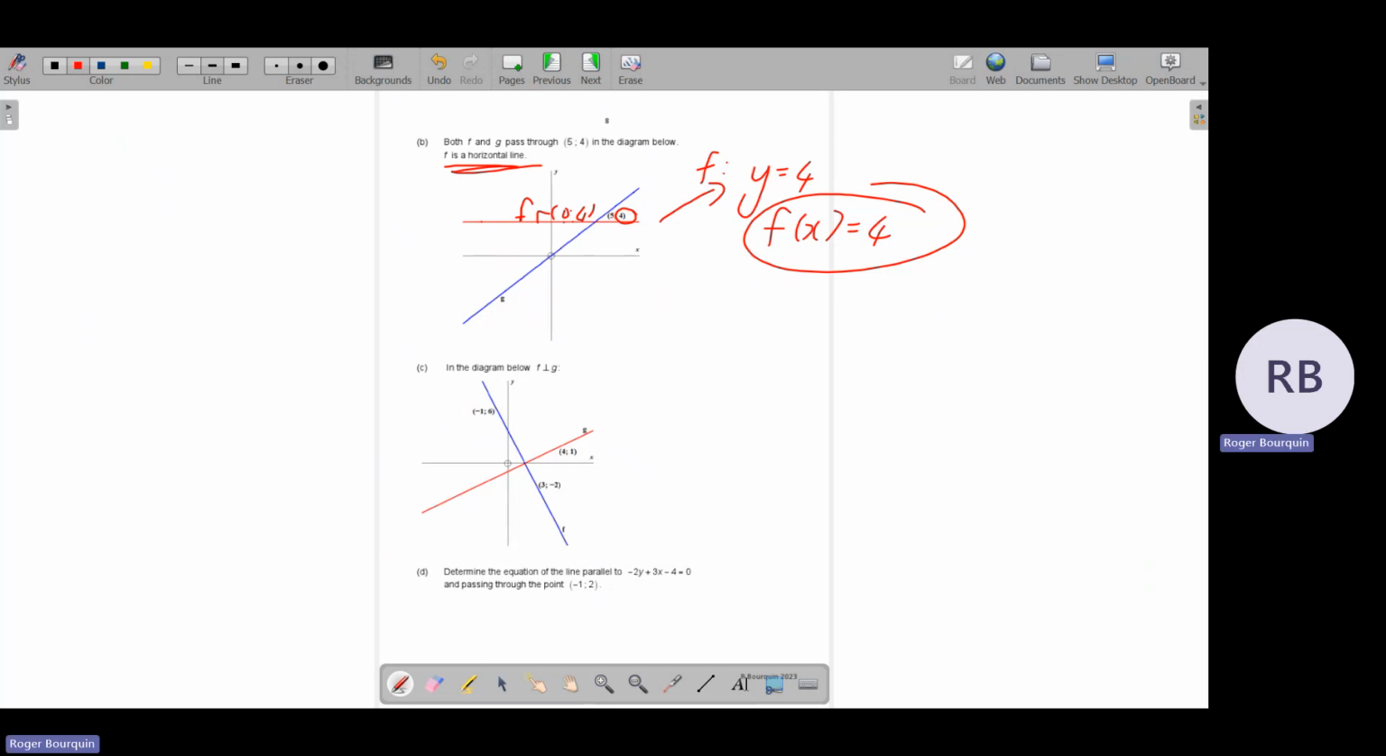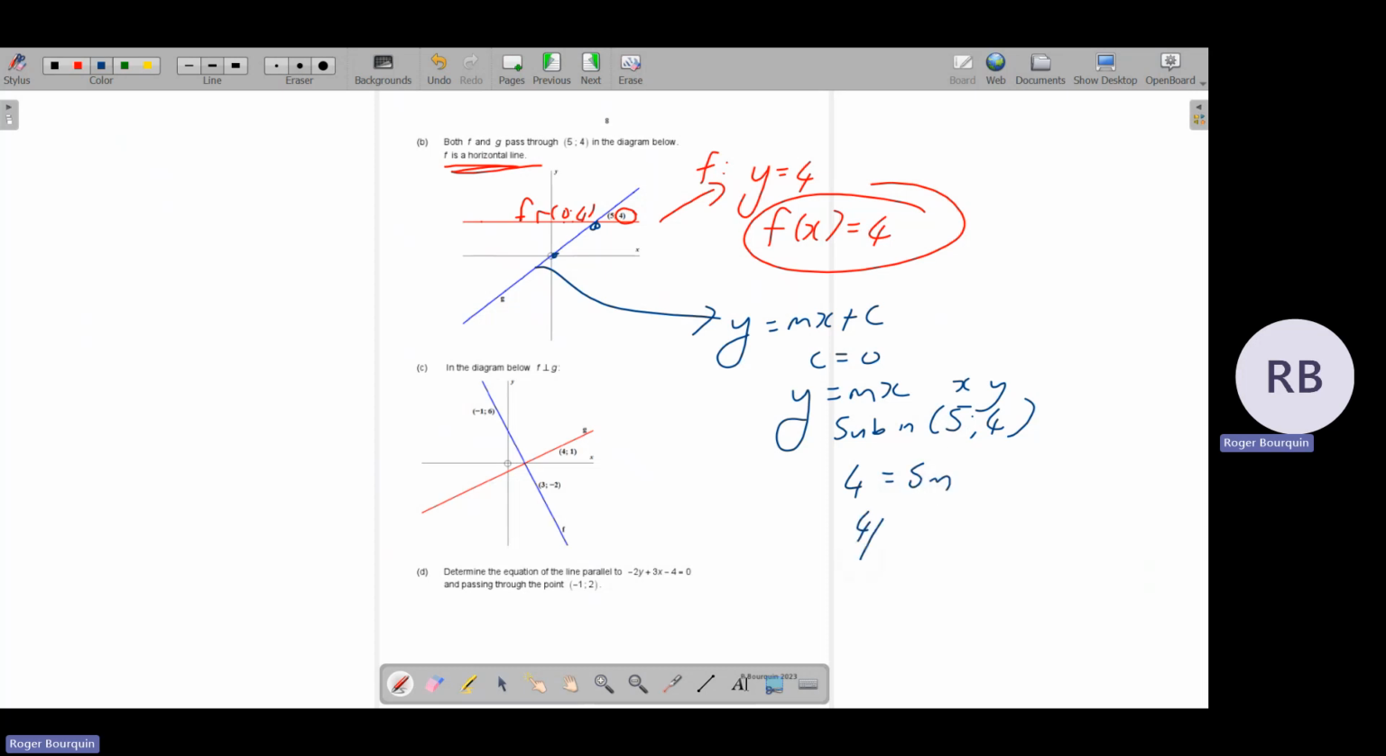Right, do the blue one on your own if you haven't done it. So for the blue one, we're going to say y equals mx plus c. Do you know c? Well, c is the y-intercept, so c is equal to 0. So now I've got y equals mx. But it also goes through that point. So if I sub in (5, 4), x with 5 and y with 4, I get 4 equals 5m. So 4 over 5 is equal to m. If I go back and sub that in, I get y equals 4 over 5 x.